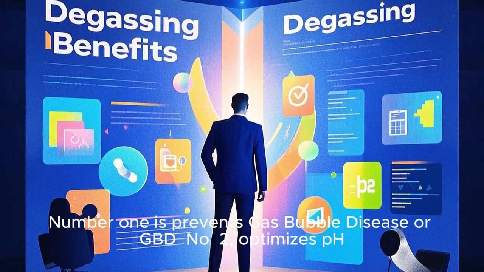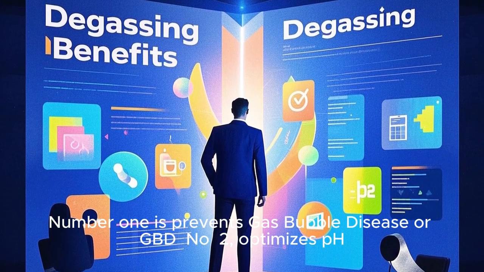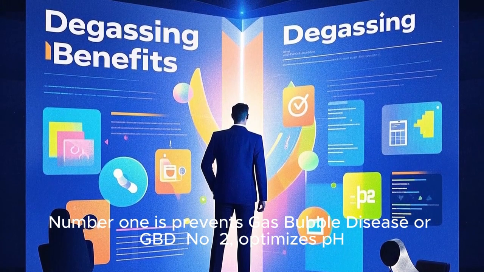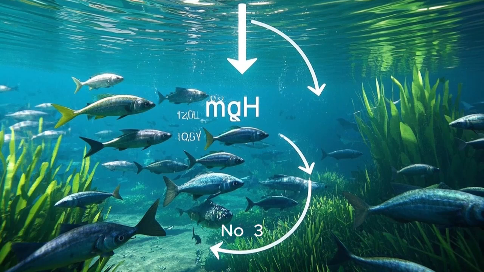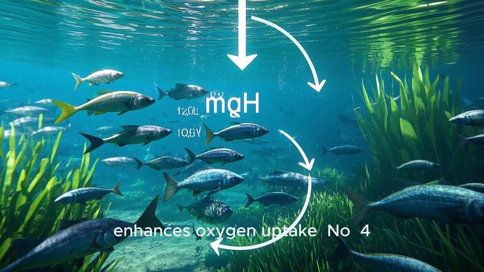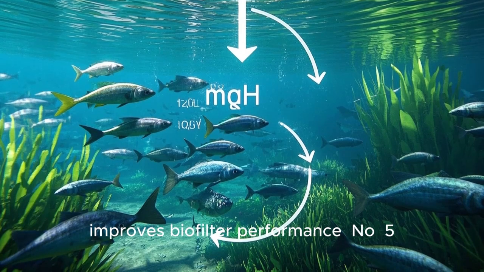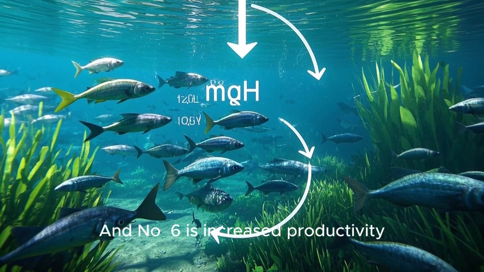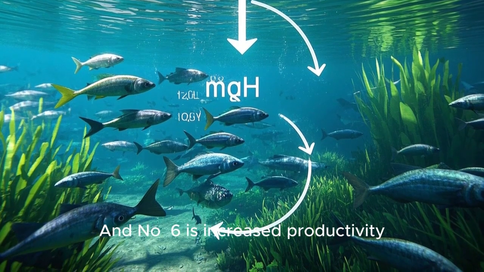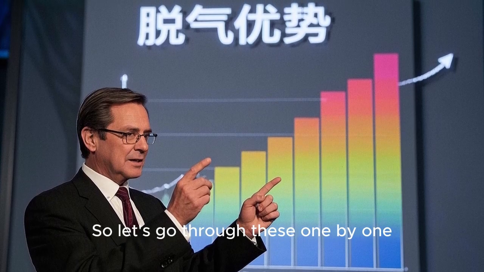Number 1 is prevents gas bubble disease or GBD. Number 2, optimizes pH. Number 3, enhances oxygen uptake. Number 4, improves biofilter performance. Number 5, reduces stress. And number 6 is increased productivity. So let's go through these one by one.